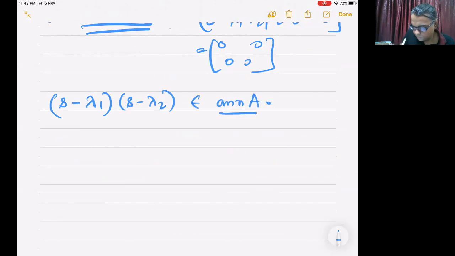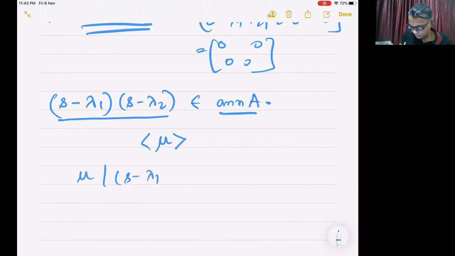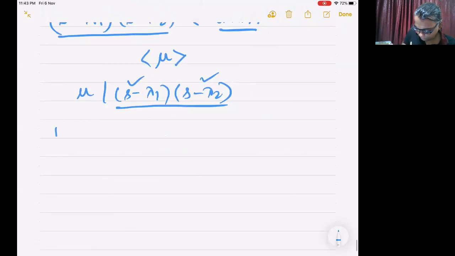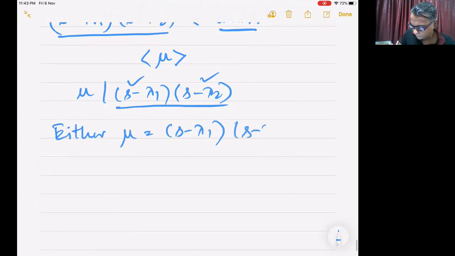But if such a polynomial is there in the ideal and mu generates the ideal, then mu must divide this polynomial, right? So mu divides S minus lambda 1 and S minus lambda 2. Lambda 1 and lambda 2 are distinct. So therefore mu could be either this polynomial or this polynomial or this polynomial. So three choices for mu: either mu is exactly equal to S minus lambda 1 into S minus lambda 2, or equal to S minus lambda 1, or equal to S minus lambda 2. These are the factors. Mu has to be a factor because mu divides it, right?